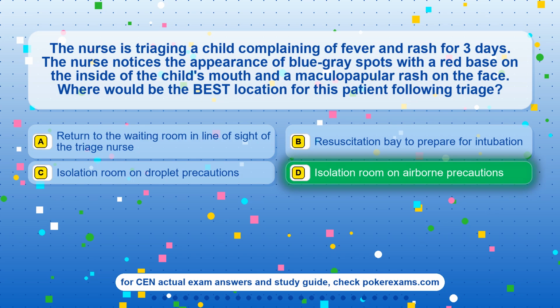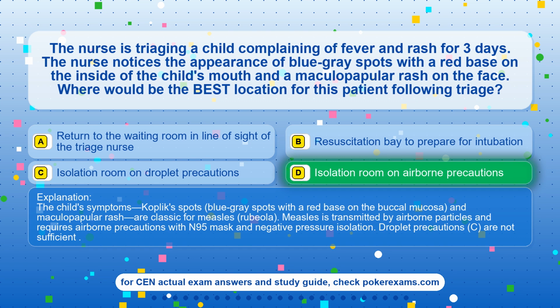The correct answer is option D. Isolation room on airborne precautions. The child's symptoms, Koplik spots, blue-gray spots with a red base on the buccal mucosa, and maculopapular rash, are classic for measles, rubeola. Measles is transmitted by airborne particles and requires airborne precautions with N95 mask and negative pressure isolation. Droplet precautions, C, are not sufficient.